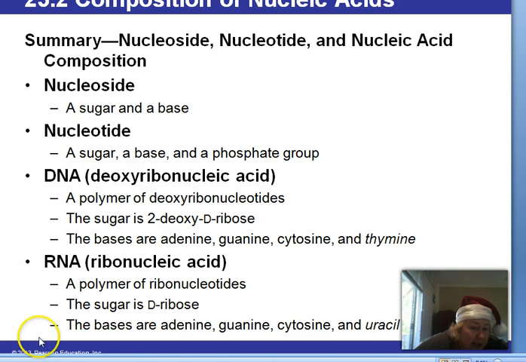This DNA and RNA and the differences, this will show up probably on a test, and I think it even shows up on Sapling Learning somewhere. DNA is a polymer of deoxyribonucleotides. The sugar is 2-deoxy-D-ribose. RNA is ribonucleotides. The sugar is just D-ribose. The bases in DNA are adenine, guanine, cytosine, and thymine. The base here is uracil. This versus this. That will show up.